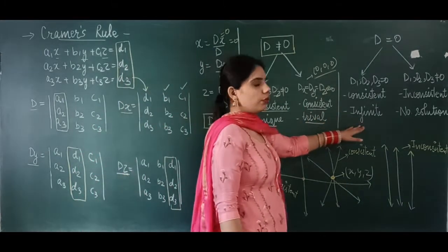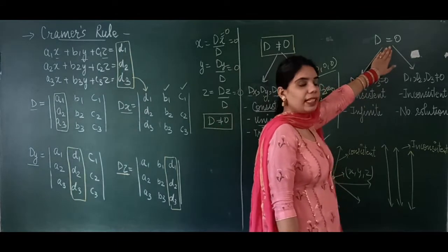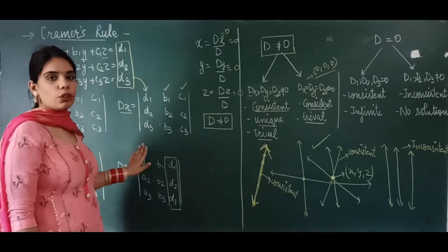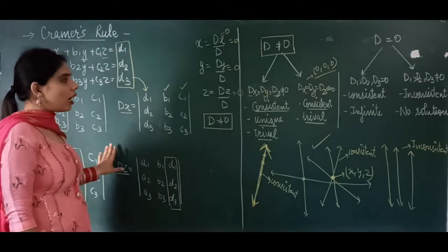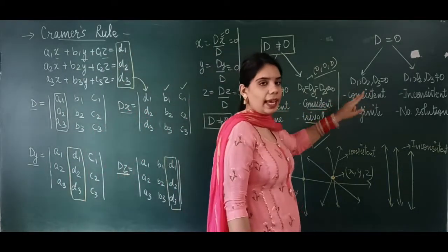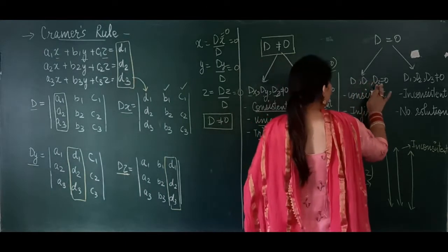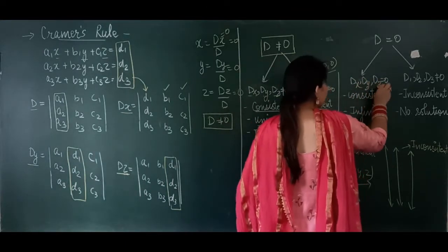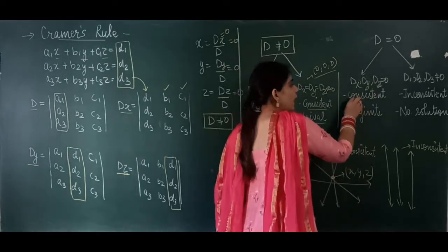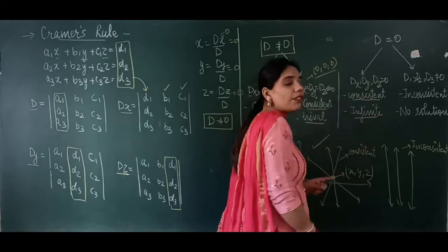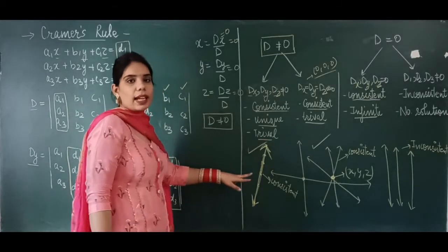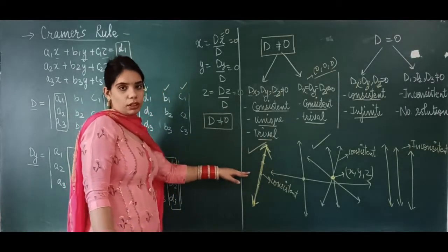So now let's move to the second part where my d is equal to 0. If my d is equal to 0, I can't follow this pattern. So what will happen in that case? I will find dx, dy, dz. If all my dx, dy and dz are equal to 0, then I will have a consistent solution and infinitely many solutions. That means all the lines are coinciding. They are overlapping each other.